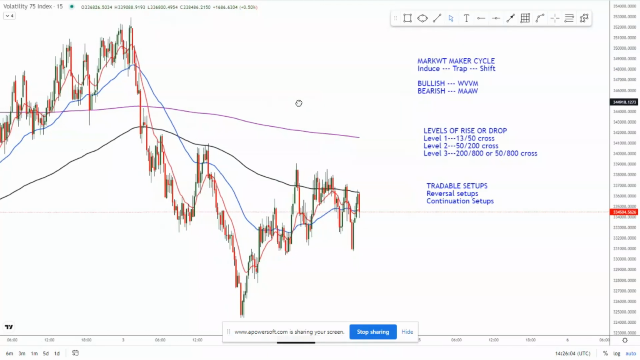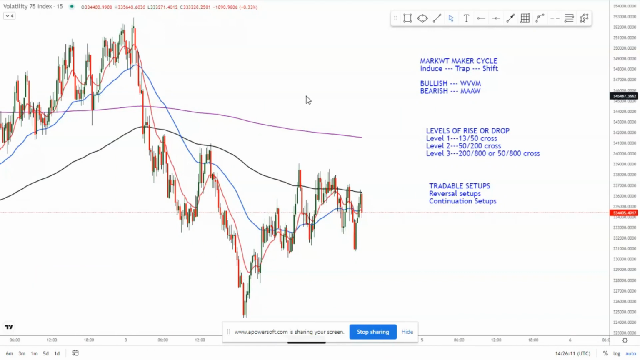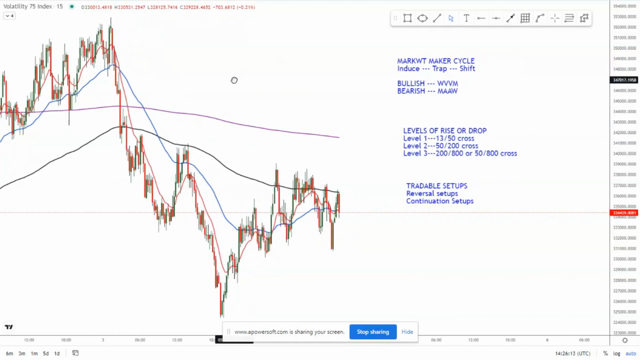It's somehow different, because in synthetic indices we don't have trading sessions, so there is a constant volatility. So currently this is volatility 75. We are going to go on boom and crash. I think crash 1000 to see the application. But for today's content, these are the main things that I'm going to cover.